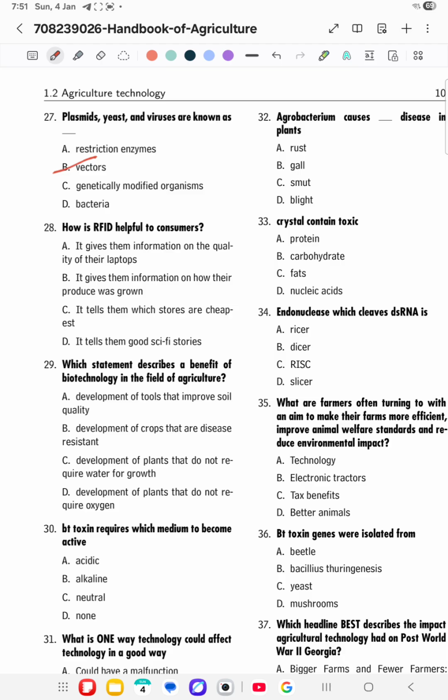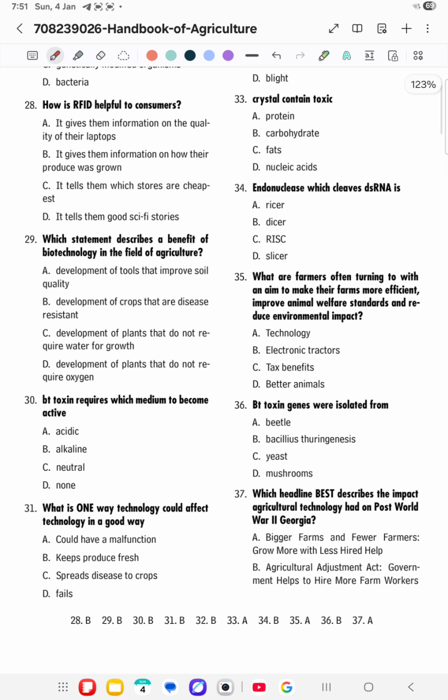How is RFID helpful to consumer? It gives them information on quality of their laptops. It gives information on how their produce is grown. It tells them which stores are cheapest. It tells them good sci-fi stories. Must be B.